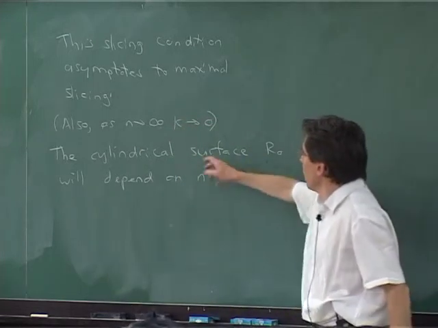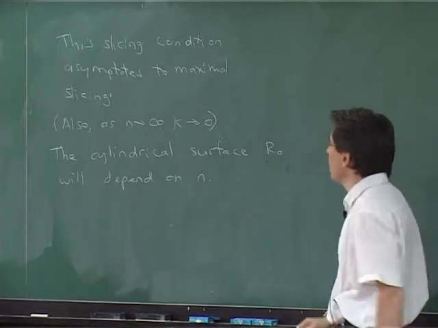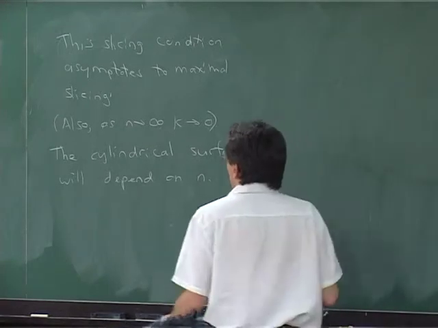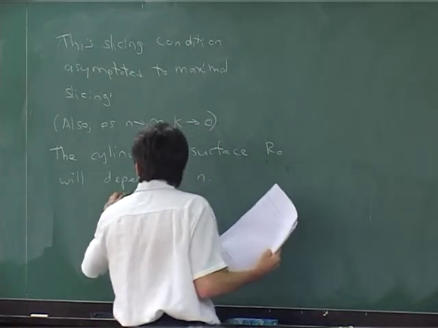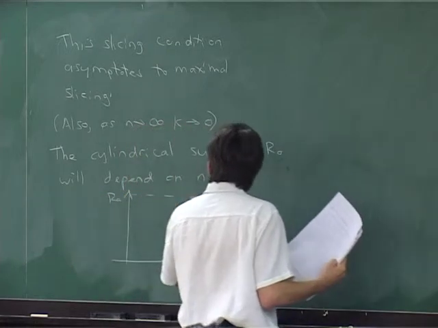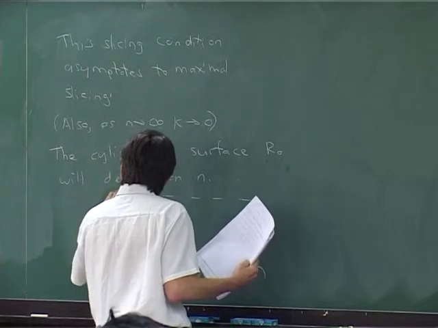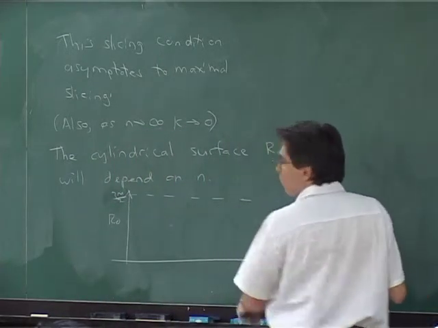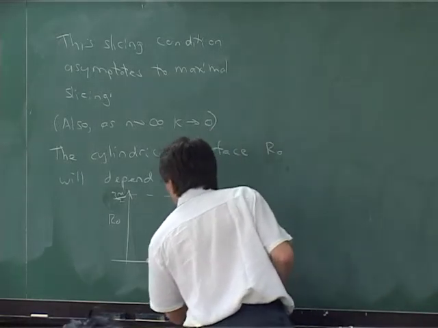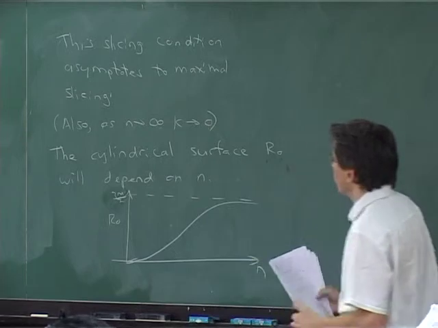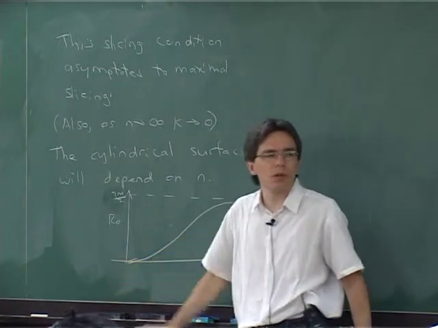So the value of the location of this limiting surface will depend on your choice of n, and so if you plot this, then plot R naught, it will asymptote. So I should put the R naught over here. We'll go to 3m over 2 for very large n, and then it'll come down to 0 for very small n.